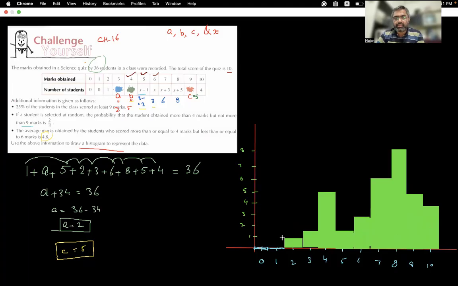We can actually draw the boundaries if we want, otherwise it's all complete. Let me put boundaries in black color, just like that. It will show where the bar is starting and where it is going to finish. So this is our histogram. In a histogram, we have put bars, but all the bars are touching each other.